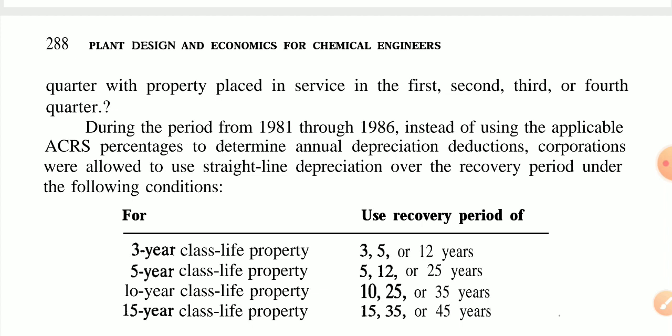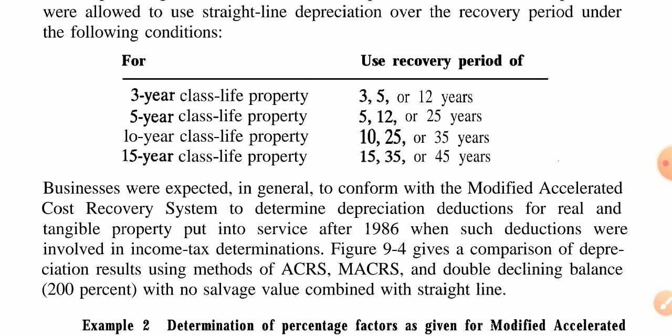During the period from 1981 through 1986, instead of using the applicable ACRS percentage to determine the annual depreciation deduction, corporations were allowed to use straight line depreciation over a recovery period under the following conditions. A 3-year class life property: 3, 5 or 12 years recovery period. A 5-year class life property: 5, 12 or 25 years. A 10-year class life property: 10, 25 or 35 years. A 15-year class life property: 15, 35 or 45 years.